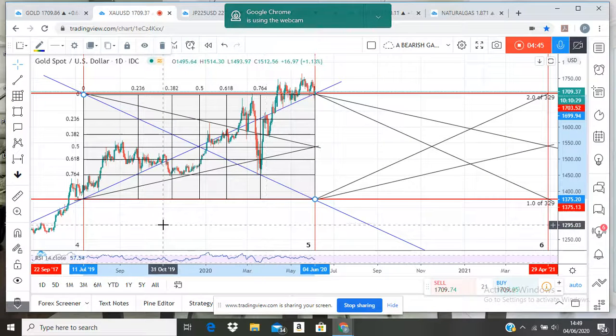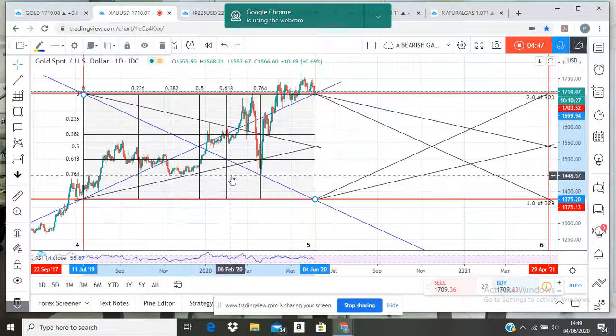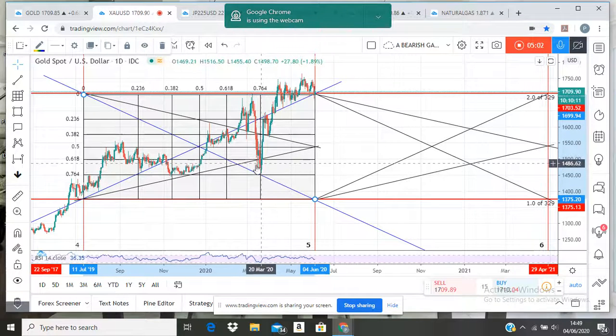Okay. Now we can see that this level here and this level here is exactly on the 0.764 level of the square. And on the time axis, this level here, this down, exactly occurred on the 0.764 also on the time axis. This is a price and time squaring that we studied last time, the price and time squaring.